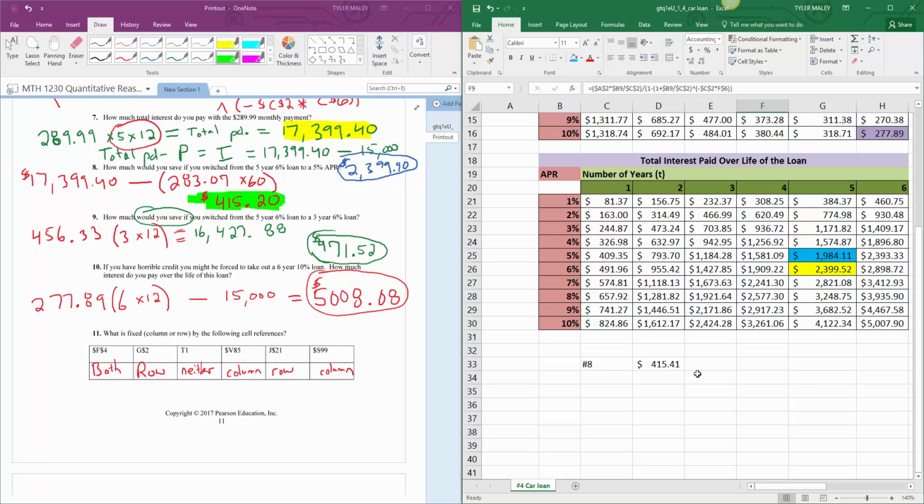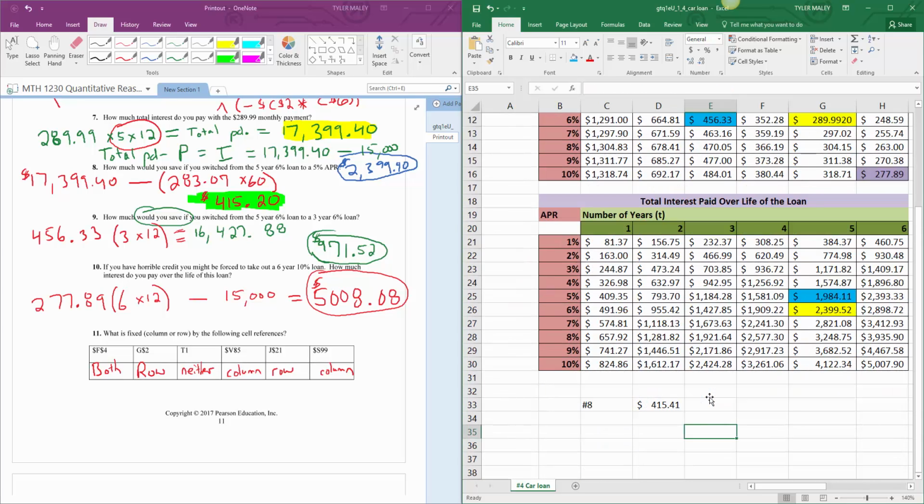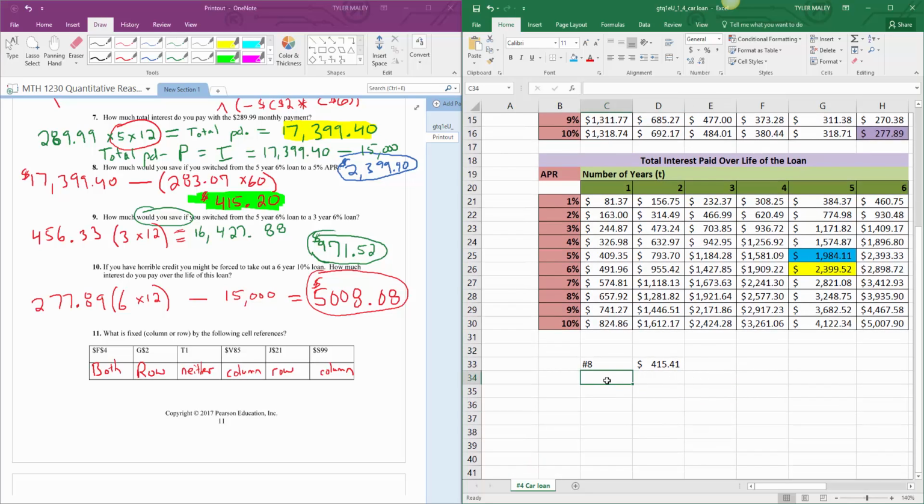Using Excel in this fashion could be a lot more convenient. For example, if you want to do number 9 over again, we're going from the 5-year 6% still, so the yellow minus the 3-year 6%. That would be this box, E26. If I hit enter, I get $971.68, which again is off from the answer we got earlier for the same reason.